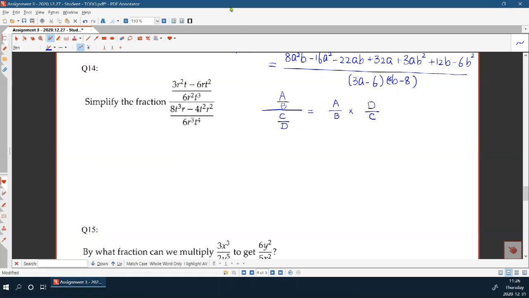That means when you see a ratio divided by another ratio, this expression equals the numerator times the reciprocal of the denominator. So A over B here is unchanged, times the reciprocal of the denominator.